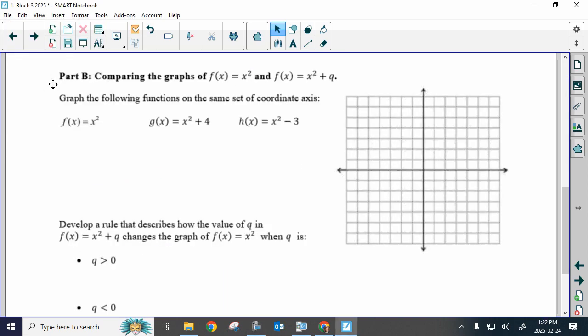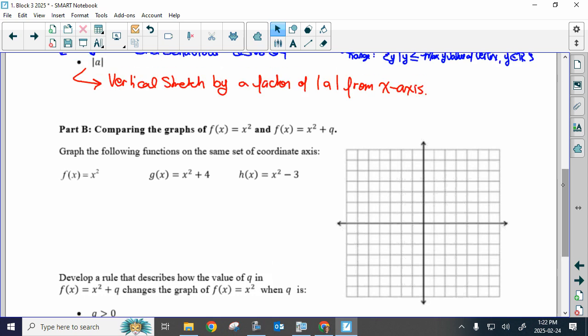Okay guys, we're going to carry on. We're going to learn about parameter q now. We've already learned about parameter a. Parameter a is attached by multiplication to the front of the x squared. It's like the coefficient on the x squared. But now there's going to be a parameter q that's going to be outside the squared function, and it's going to be attached by addition or subtraction. So we're going to talk about parameter q.